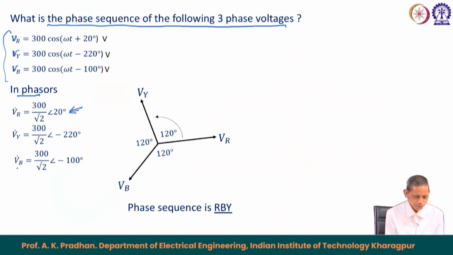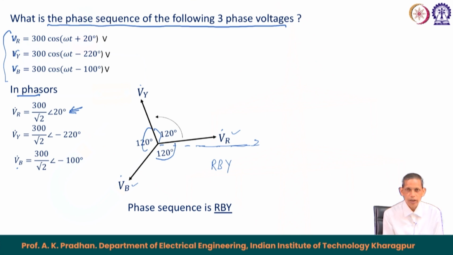So, if I plot them, this V_r becomes, if this is my x axis, the real axis, this becomes my V_r, this becomes my V_b, V_b equals minus 100, and this becomes V_y, V_y equals minus 220. But what I find is that between each of them there is 120 degrees. So, the phasor position says that the x axis is being crossed by r first, then by the b, and then by the y, agree.